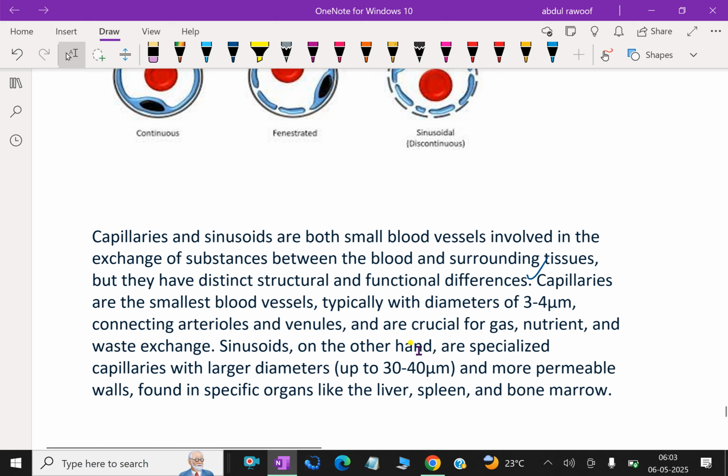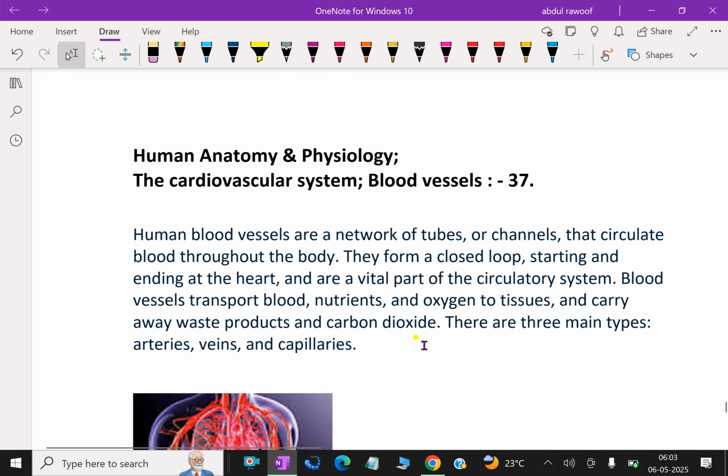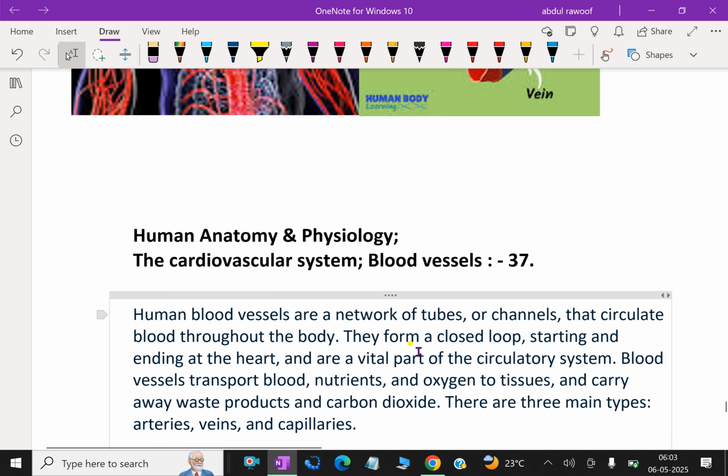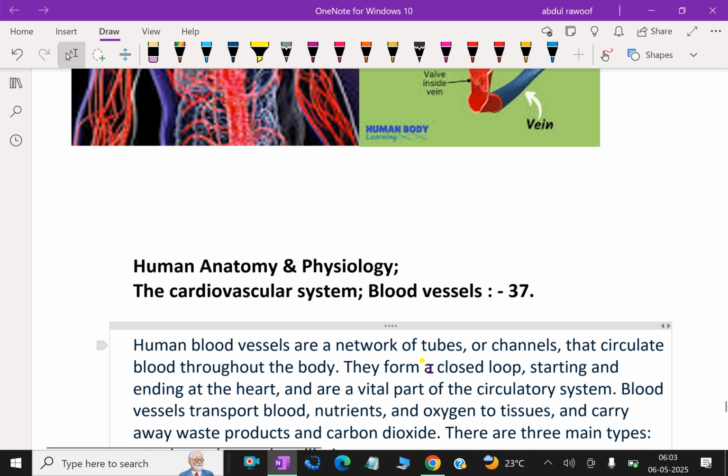So far, we discussed the cardiovascular system. In that, we discussed blood vessels.